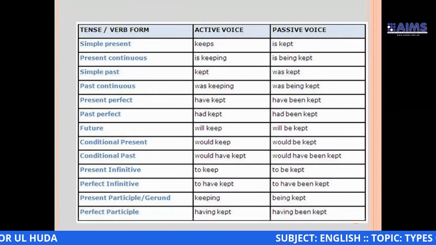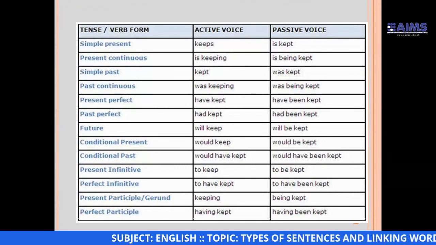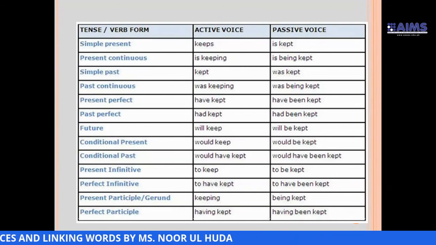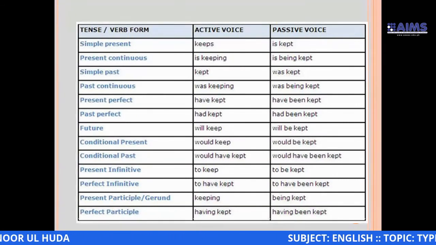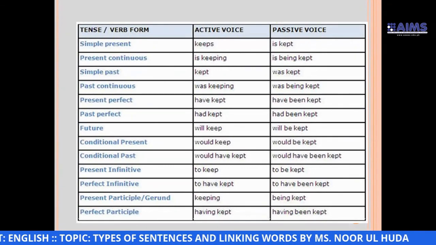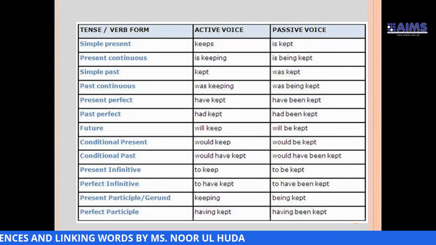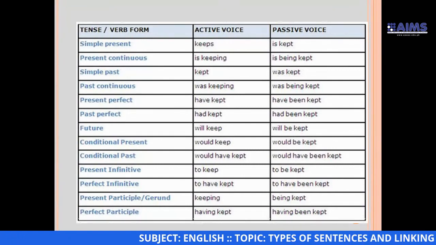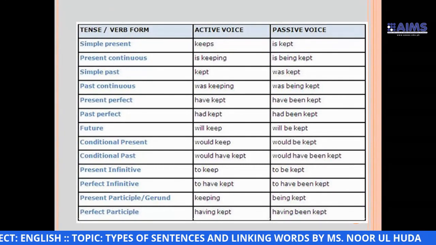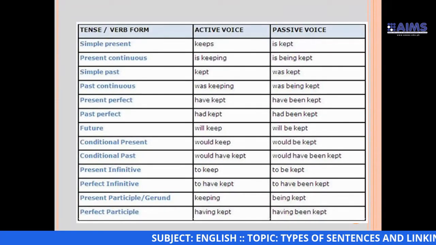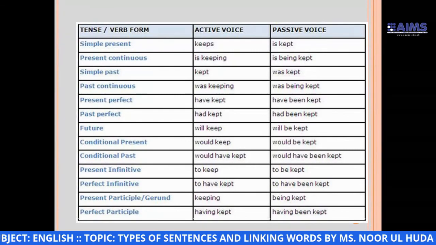Gerund: if the gerund is there, like keeping, it would be like being kept. It can also be linked with the above form, like keeping, was keeping, being kept. Being kept remains the same. Having kept becomes having been kept, because have is there, so we always use been, the third form of be. Here we end. So this is how we can change the different forms into the passive structure.